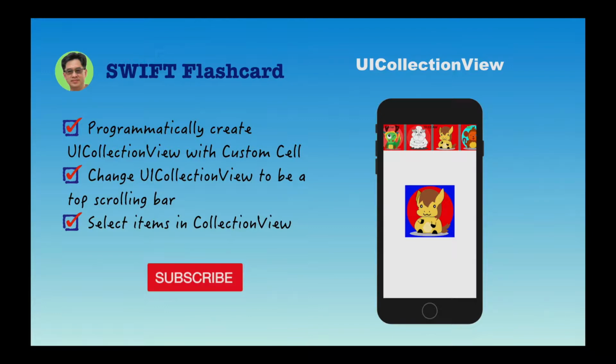And then I will turn this view into a common usage of collection view, a top scrolling bar, so you can show all your buttons or images that the user can scroll on the top and then select the image that you want. And after you select it, you pass it to the delegate method to show on the UI image. That is the whole thing I'm going to demonstrate today. So let's dive into the program now.